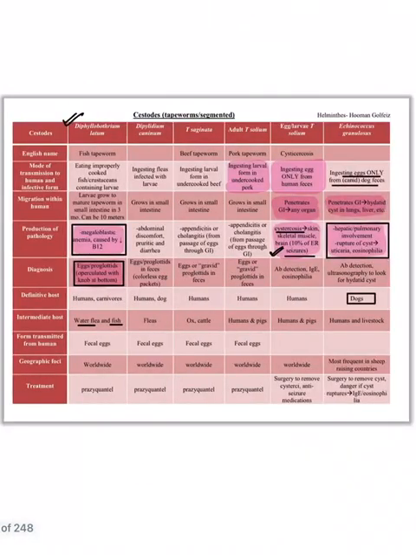Okay guys, so this is all you need to know about cestodes. I hope this helps you guys.